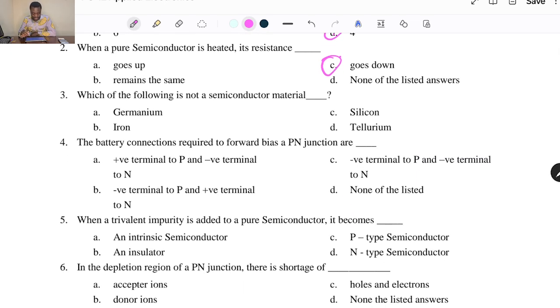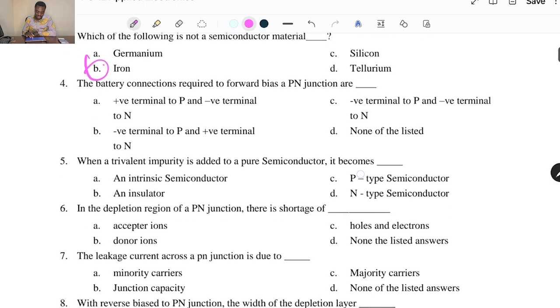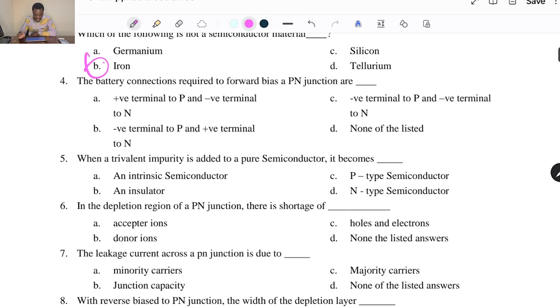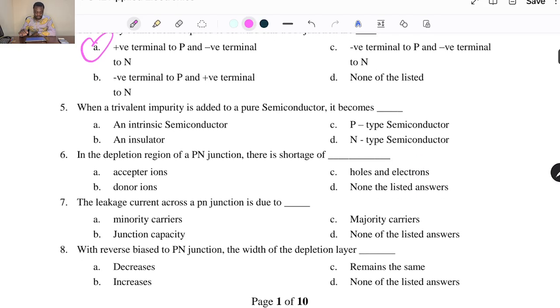Question 3, which of the following is not a semiconductor material? If you look here, we have germanium, silicon, tellurium, and then iron. So iron is not a semiconductor. The battery connection required to forward bias a p-n junction are. For a p-n junction to be forward biased, we have to connect the positive terminal to the p region and negative to the n region. So we have A first.